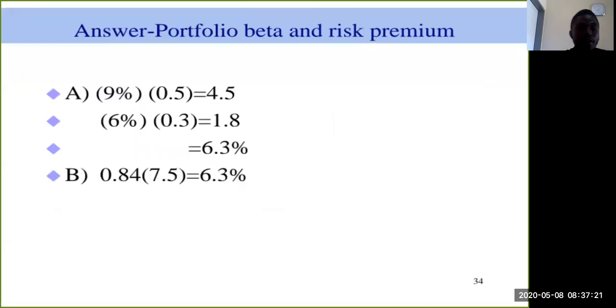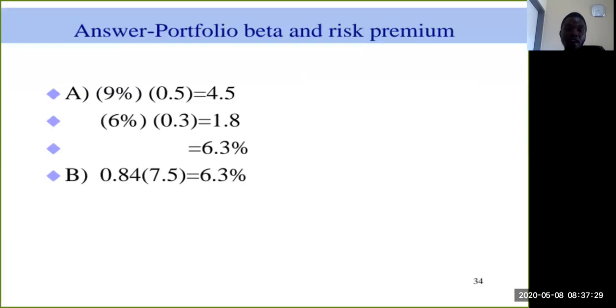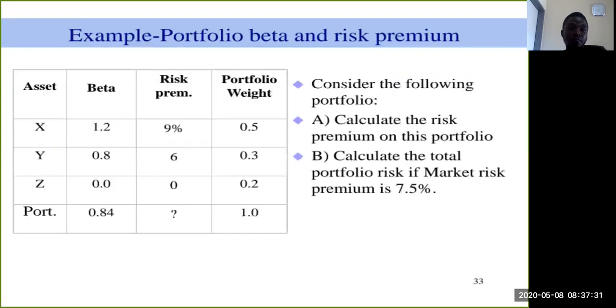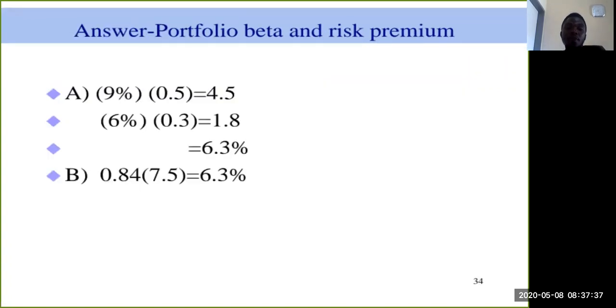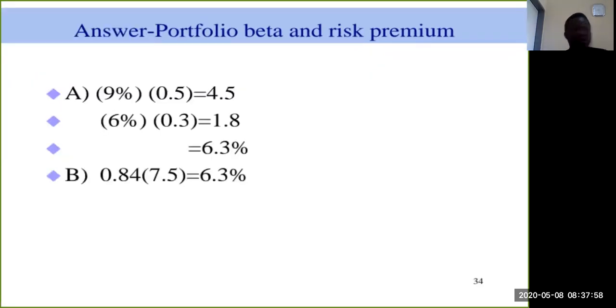So, calculating the premium, we've got 9% of X multiplied by 0.5, its weight, which gave us 4.5. We also have 6% of Y multiplied by 0.3, which gave us 1.8. When we add, we get 6.3%. The 6.3% is the premium of the portfolio. So that was the risk premium of the portfolio, the 6.3%.